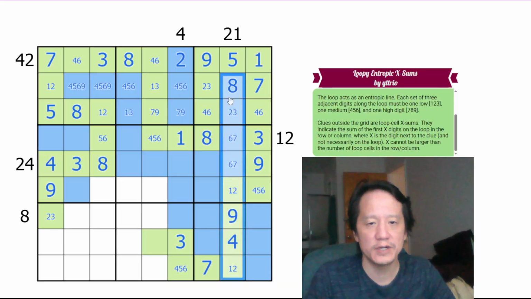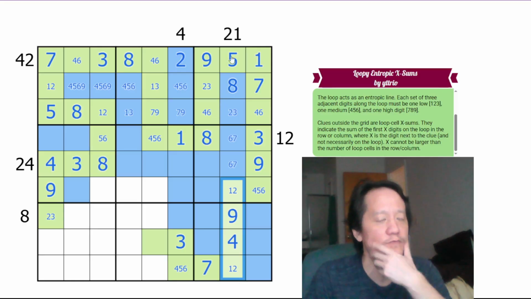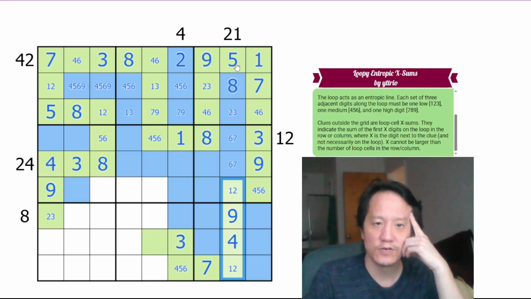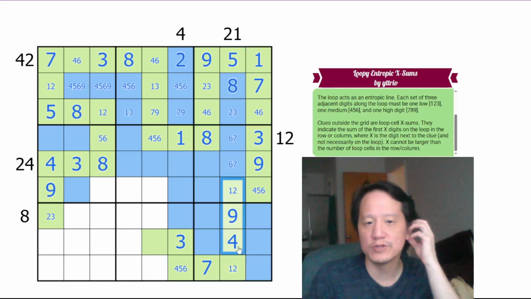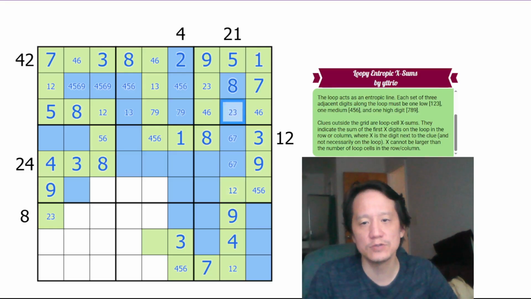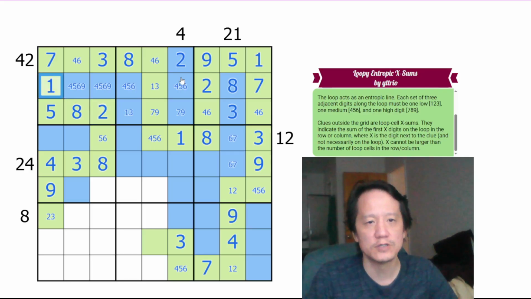This 1, 2 pair has to add up to 21, right, for the first 5 digits in the loop. So 4 and 5 adds up to 9, plus 1, 2, 9 is 12. That 9 plus 12 is 21. So this can't be 2. This is 3, which makes this 2, which makes this 1, which makes this 2. This 1 eliminates 1 here, so it's 3, which makes this 1.